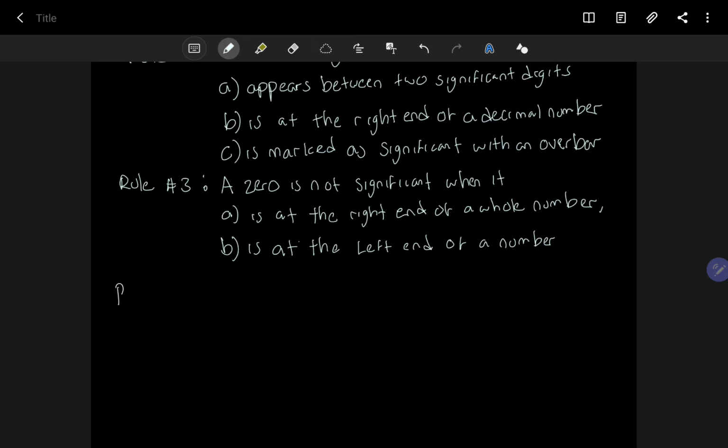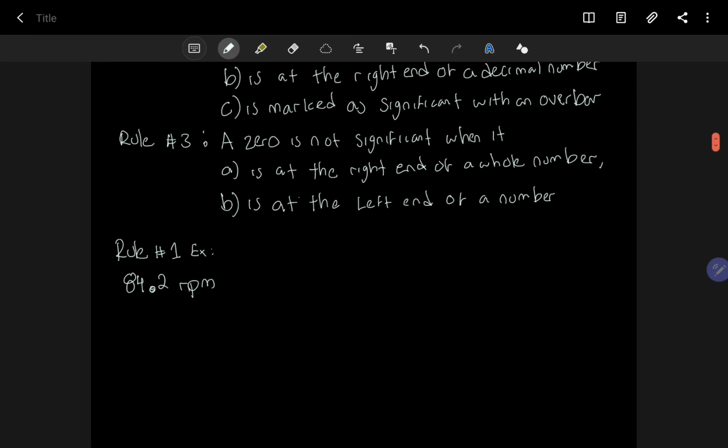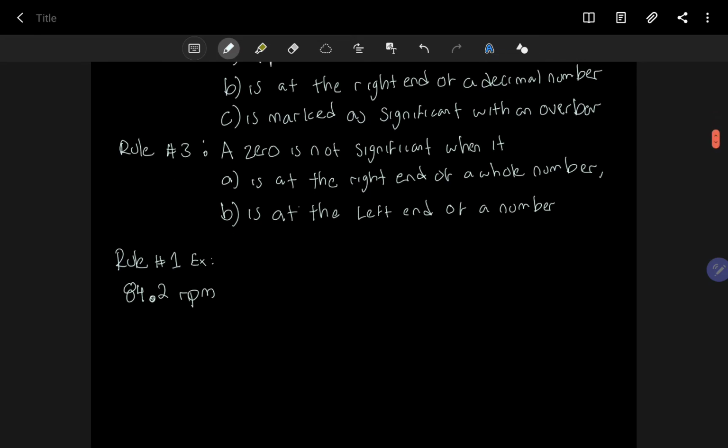So rule number 1 example. Let's think of 84.2 rotations per minute. As long as it's not a 0, it's a significant number. So in this case, how many significant numbers do we have? We have 3 significant numbers. As long as none of them are 0, it's always a significant number.